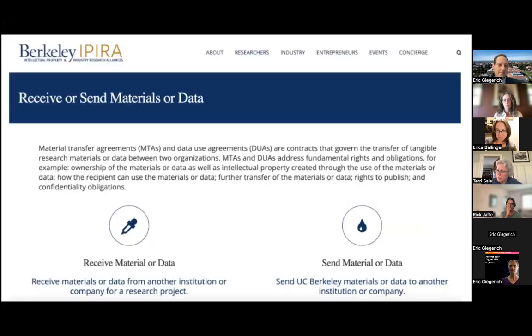Here is the page for the Industry Alliances Office: receive or send materials or data. If you have a data use agreement from a provider, or if you want to talk about how to get research data, go to this page and we will reach out to you.